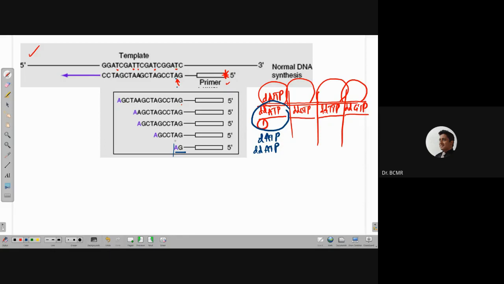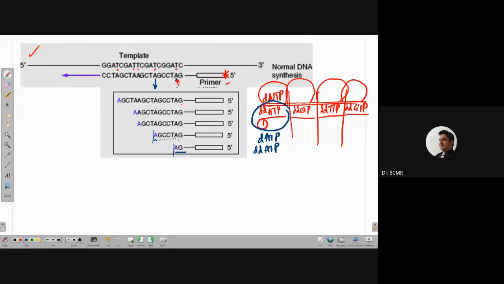But if a normal one has been incorporated into the position, then it will proceed with further reactions until another position where another A, adenine, could be added. Again, the same thing: the normal one could get added, or a dideoxy one could get added. If a dideoxy one is added, the chain is terminated there.